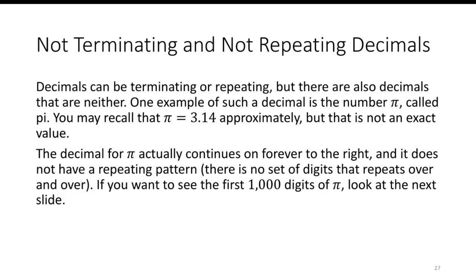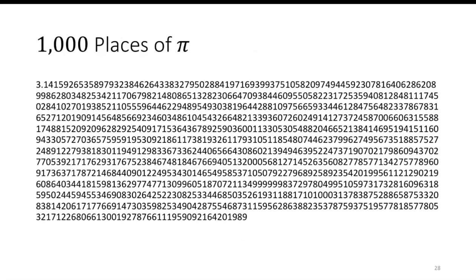So if you want to see the first 1,000 digits of pi, well, here you go. You can now cross that off your bucket list.